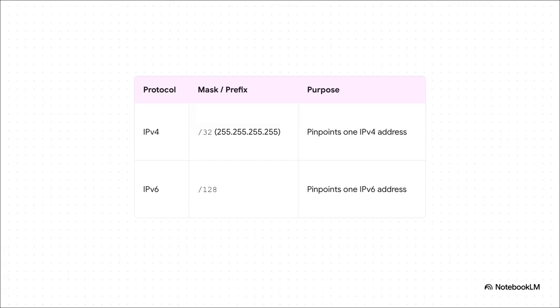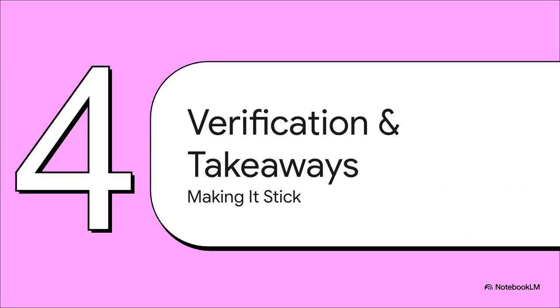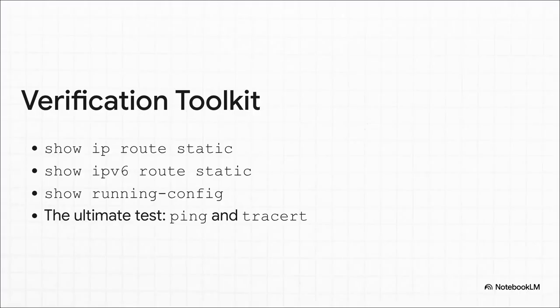No ambiguity whatsoever. All right, so we've configured our standard routes, our defaults, our backups, our host-specific paths, the whole shebang. Now, how do we actually prove they're working? Let's talk about verification, and then we'll wrap up with the key takeaways. So you've got a few commands in your arsenal here. You can look at the routing table and filter to show just your static routes, or you can check the running config file.